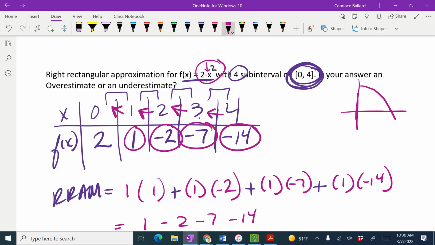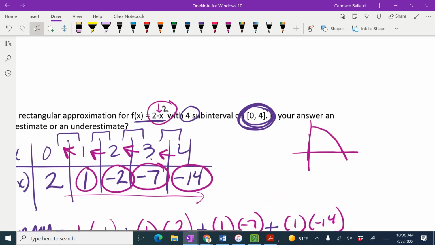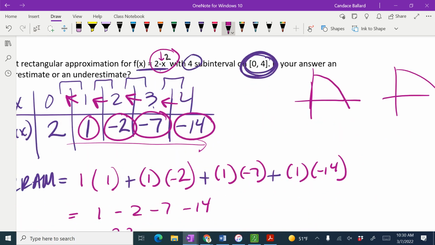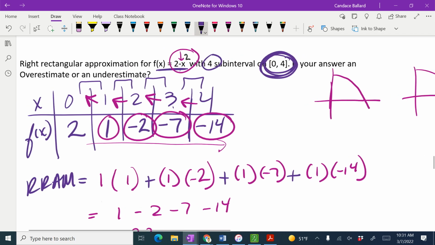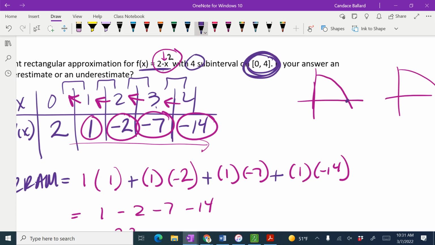If I didn't have the function, I could look at my table and go, ooh, that's decreasing. So I am going to draw some kind of a decreasing function, and I would probably draw this exact same picture. Now, I am looking at a right rectangular approximation. So here's where the drawing rectangles thing comes in. My first rectangle would go here. My next point, I would go here and up to there, and here and up to there.